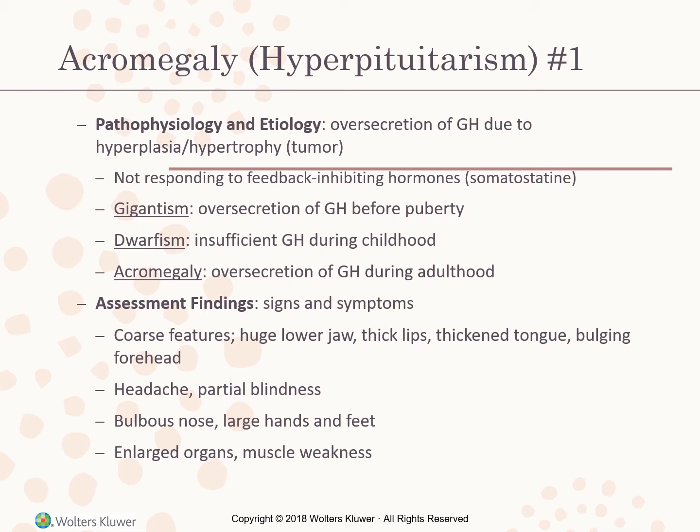So let's talk about acromegaly. Oversecretion of growth hormone during adulthood results in acromegaly. Basically what happens is the growth hormone is oversecreted after the epiphyses of the long bones have sealed. Growth hormone is overproduced when the pituitary gland is insensitive to feedback inhibiting hormones such as somatostatin, a hypothalamic hormone, and insulin-like growth factor 1, which is IGF-1. This is a hormone that's released by the liver and stimulates the growth of bones and tissue.